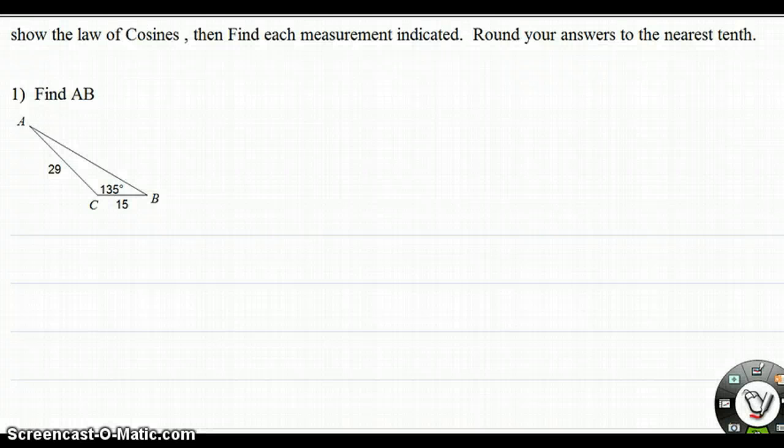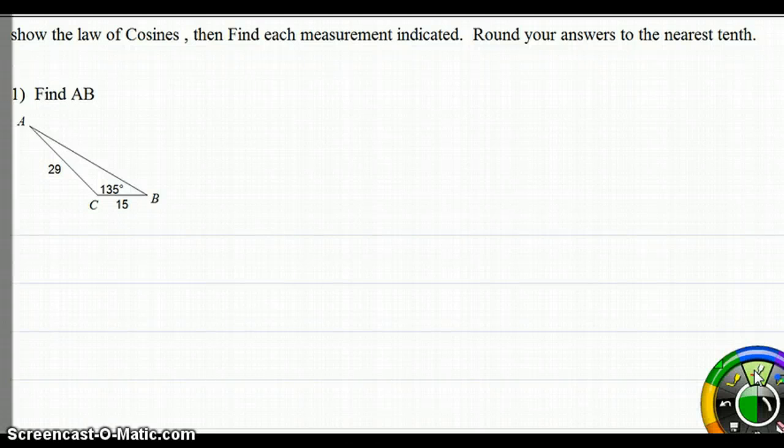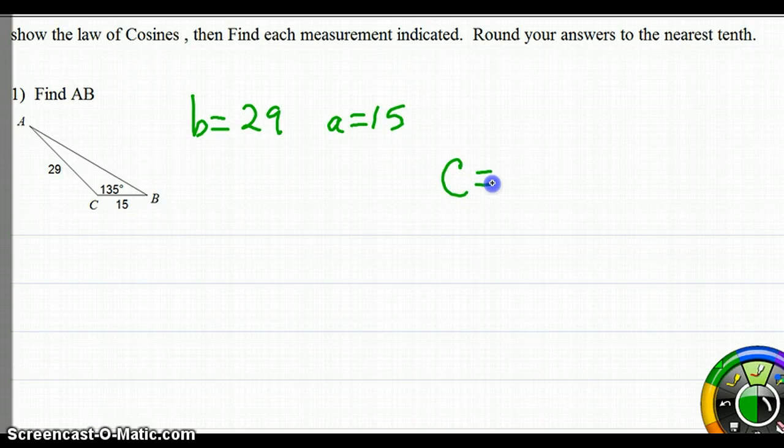The first example that I'm giving you is some information. Let's write out the information I've given you. Leg B is equal to 29. Leg A is 15. And angle C is 135 degrees. We're asked to find AB. Let me highlight AB, and put on the letter that AB would represent. It's across from angle C, so it would be small letter C. So I want to find C.